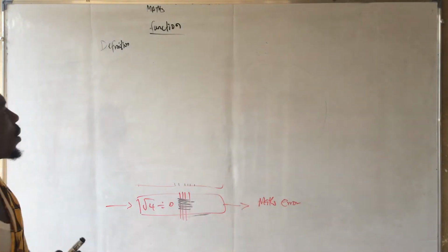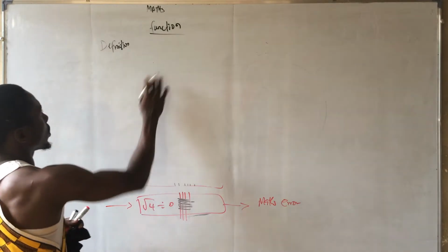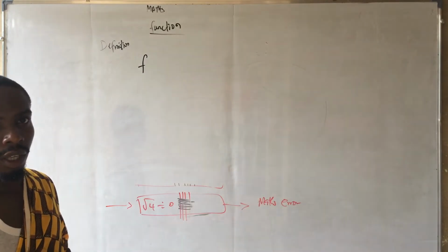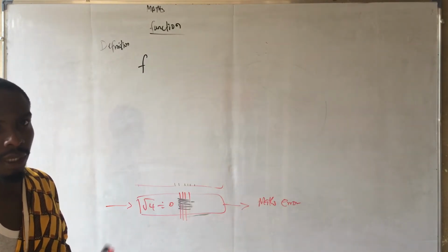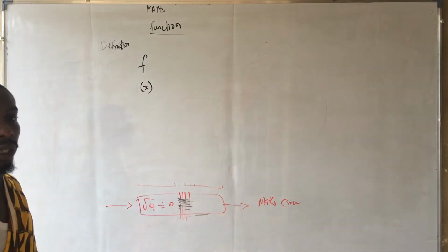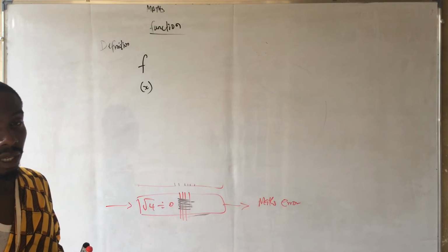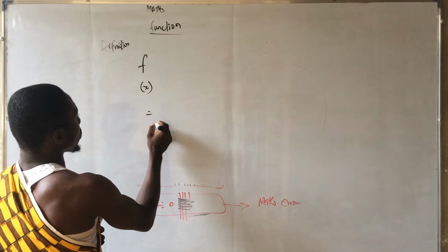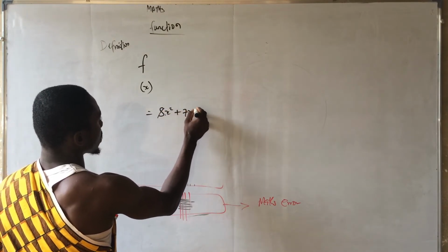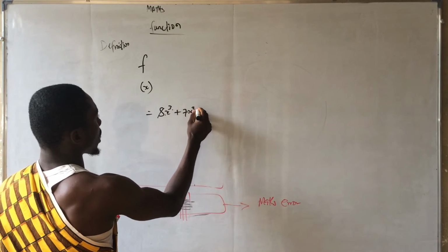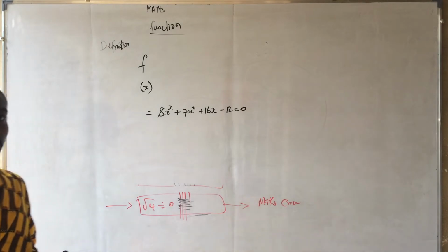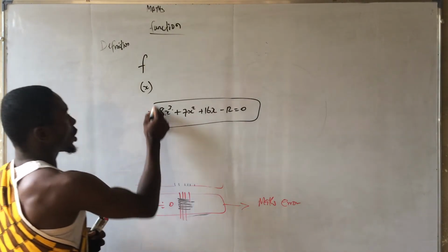Okay, there's something again I want us to know before I move on to examples. Now, this f here denotes a function. Now, x here is a variable. And let's say it's equal to 8x cubed plus 7x squared plus 16x minus 12. Now this is an algebraic expression.